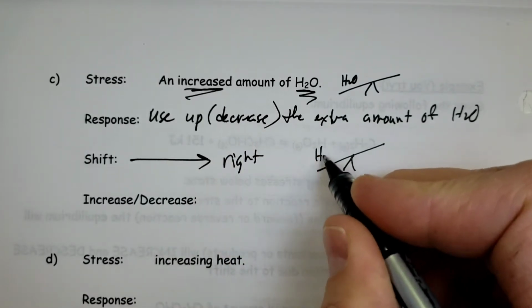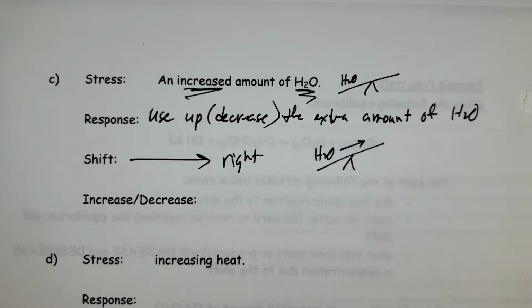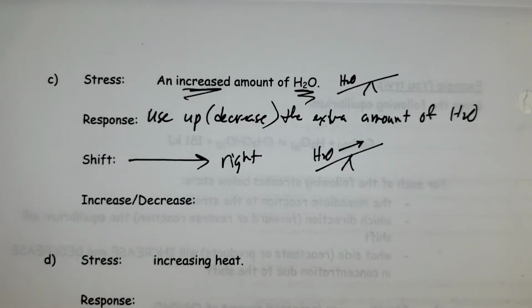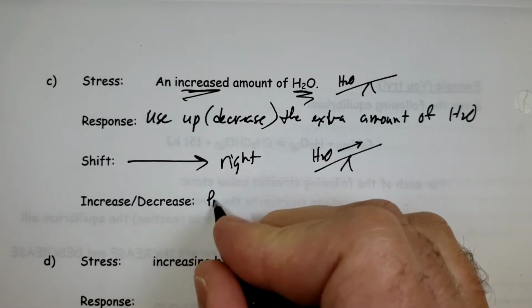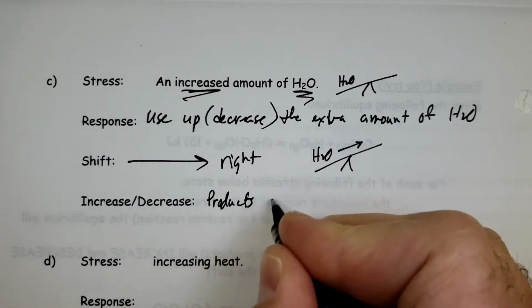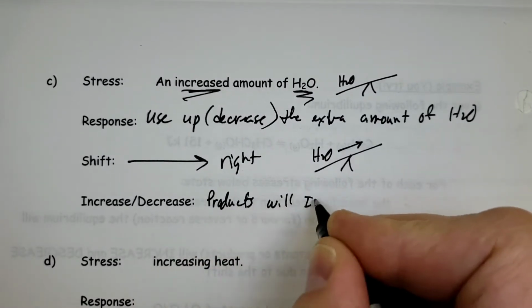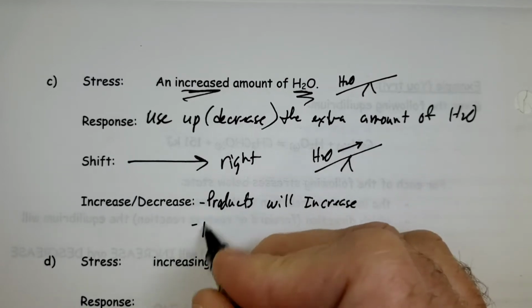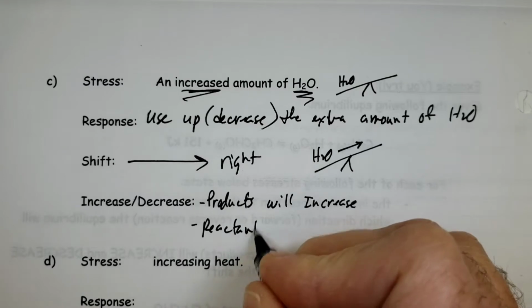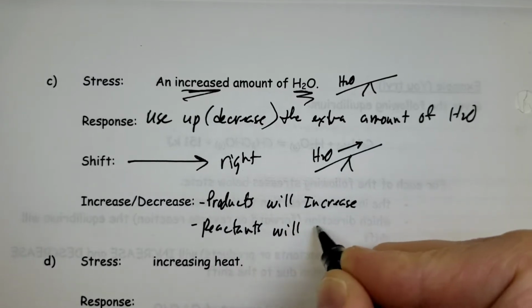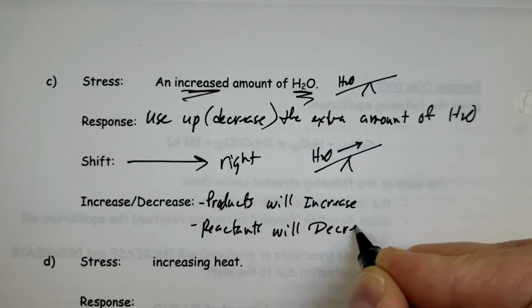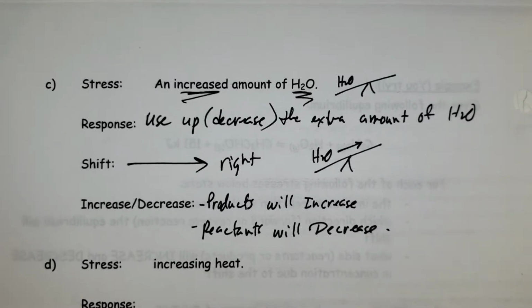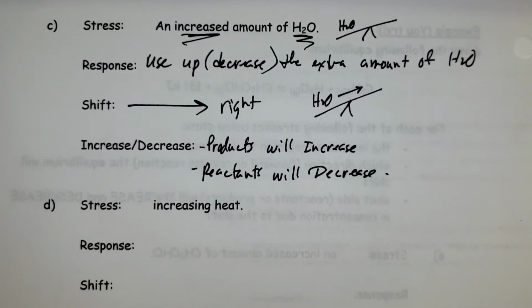So if you take a look here, it's heavier. You always want to go to the side that's lighter. Always make up enough to put it back into balance again. So products will increase, and reactants will decrease. All right.